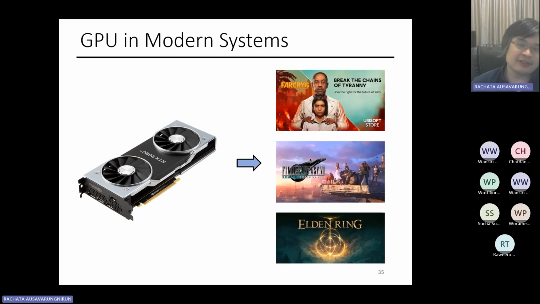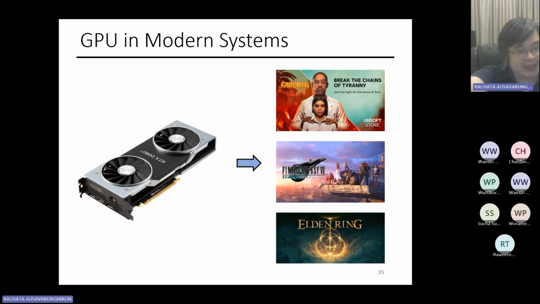So GPU in the modern system, you look at this, right? I can buy graphic cards. Over here is a 2080 Ti, relatively old now. And then if I had this thing, I can buy and play games. I can fight tyranny in Far Cry 6. I can relive my, I guess, my high school days playing Final Fantasy VII Remake. Or if I want to hurt myself through some pain of repeatedly fighting the same boss over and over and fail to kill the boss, I can buy Elden Ring. So these are the things I can do with GPU.